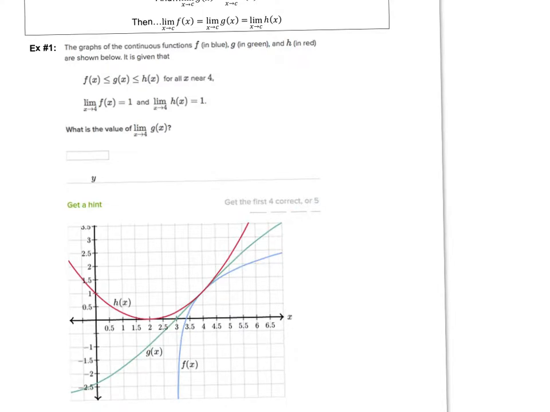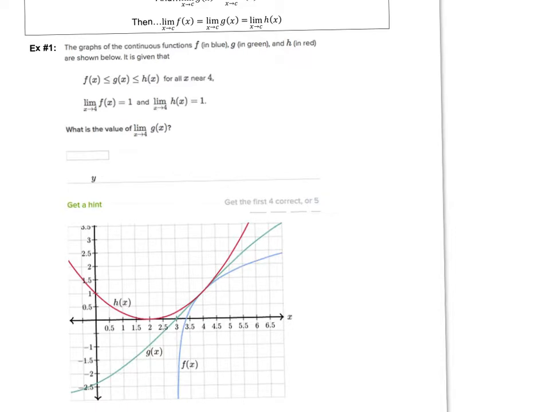And then they tell you right here at 4, the limit as x approaches 4 of f of x, the limit of the blue one, is 1, which looks to be true on this graph here. And the limit as x approaches 4 of h of x, the red one, that's also 1. Well, if g is between f of x and h of x, then what we have here is essentially this. And I'm just going to write it out for you.